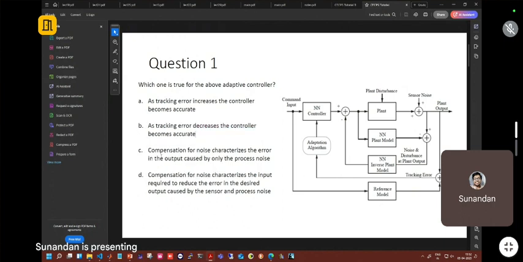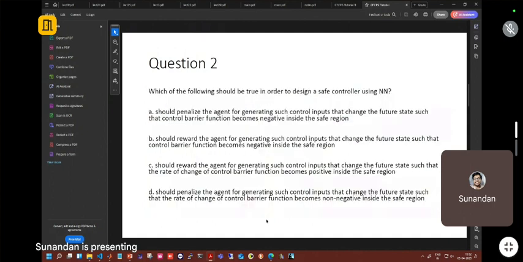Next one: compensation for noise characterizes the error in the output caused by only the process noise. It might not be only process noise, because there can be sensor noise as well. It is visible that it is wrong. Compensation for noise characterizes the input required to reduce the error in the desired output caused by sensor and process noise. This is right. So this is very straightforward.